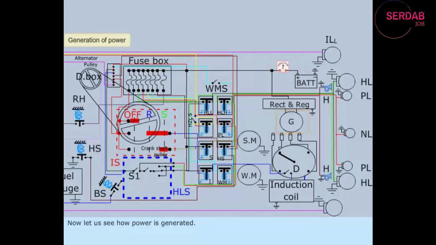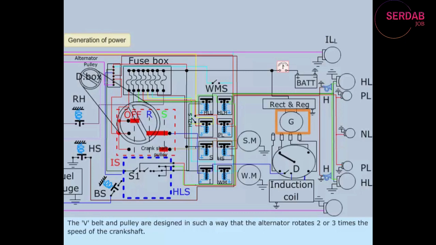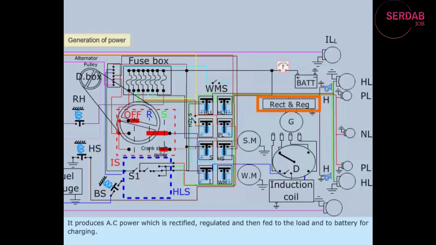Now, let us see how power is generated. The generator can be a DC generator. It can also be an alternator, as in our case. It is mechanically coupled with the crankshaft of the engine through V-belt. The V-belt and pulley are designed in such a way that the alternator rotates 2 or 3 times the speed of the crankshaft. It produces AC power, which is rectified, regulated, and then fed to the load and to battery for charging.